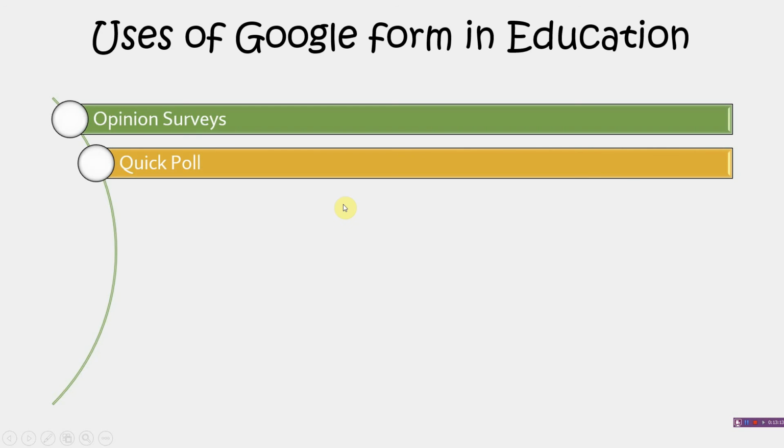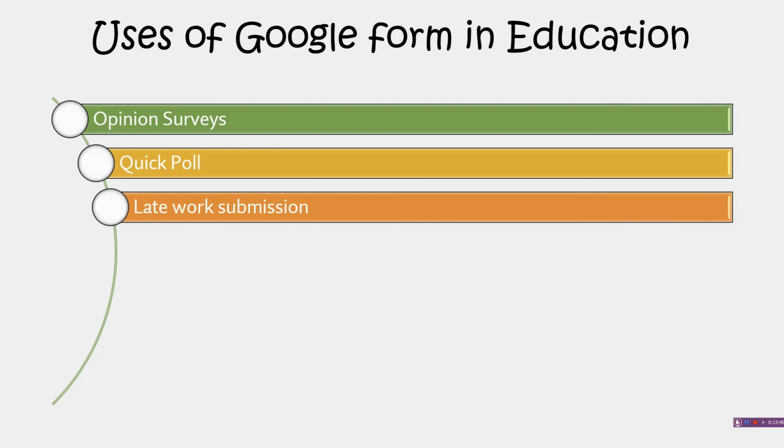Quick poll. A simple one-question Google Form makes getting the pulse of the classroom quick and easy. Close-ended questions can be displayed as graphs immediately with the responses tab in the form, and we can get the picture of what students basically want to say. So getting a poll on a particular thing is also very easy through Google Forms. Now next is late work submission.